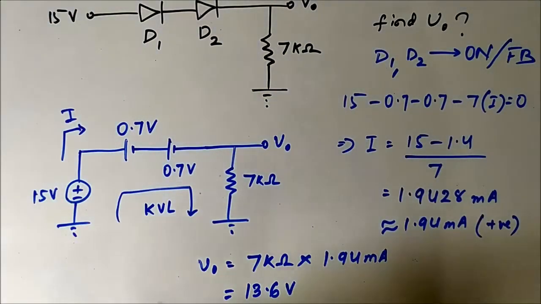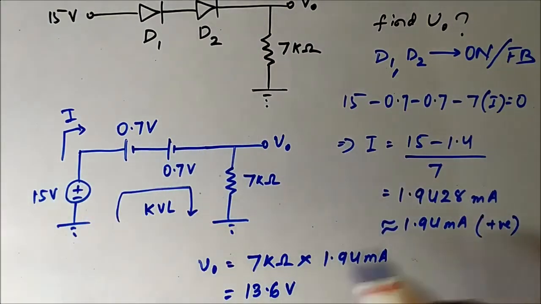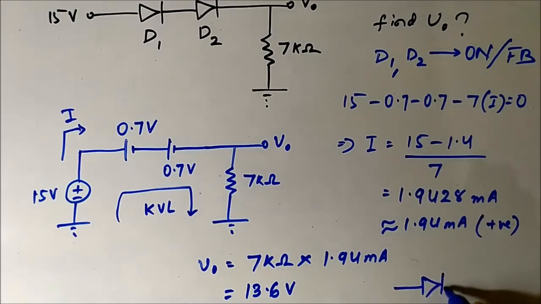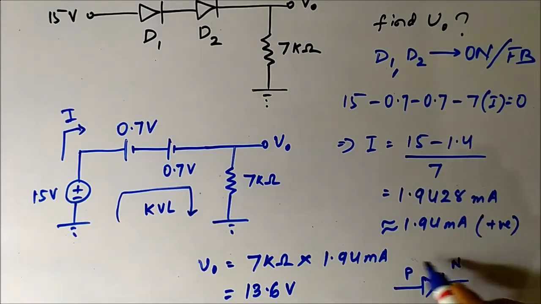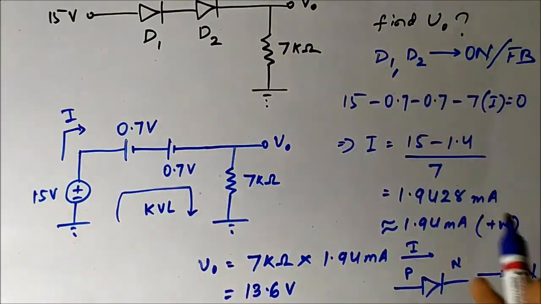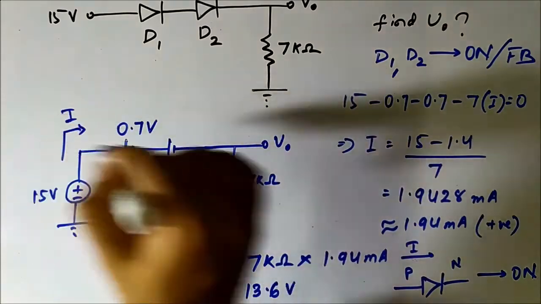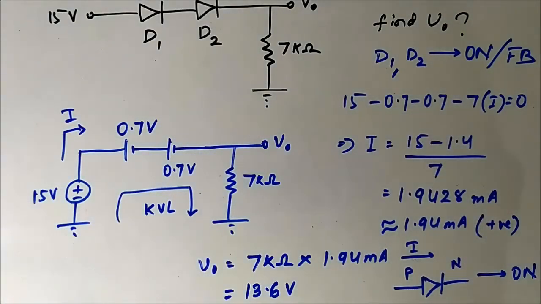So this is the method we use: replacing the diode with its equivalent circuit, assuming the diode to be on. Then we find the direction of current flowing through the diode from P to N. It was positive, it was flowing from P to N, so the diode is on. So we used that method, and we found that the two diodes are on. Then we used the analysis technique to find the current I and then the output voltage. So this is the fourth question which we solved.